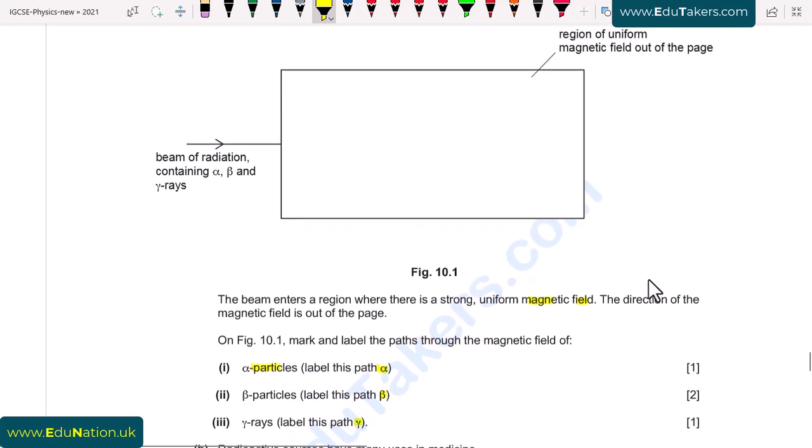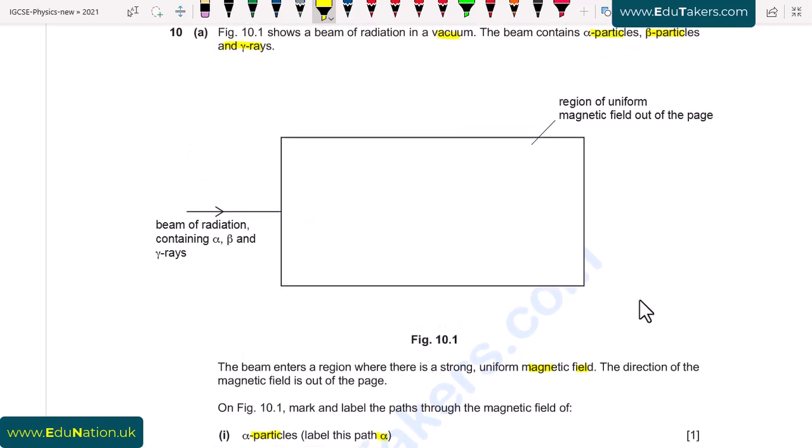So here we can see that in figure 10.1, the beam of radiation contains alpha, beta and gamma rays. And the region of uniform magnetic field out of page means that the magnetic field direction is out of page. We represent this with a dot. And the beam of radiation is coming from left to right. So by using Fleming's left hand rule, we can find out the direction of force.